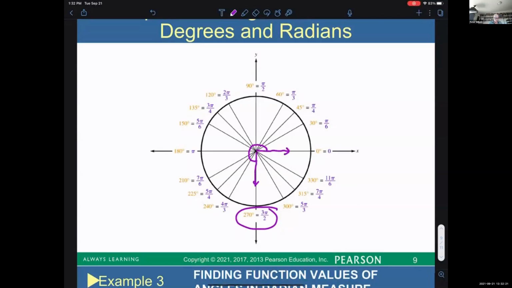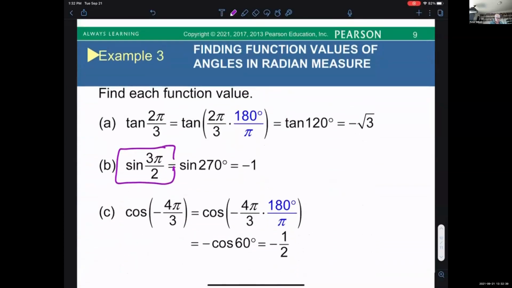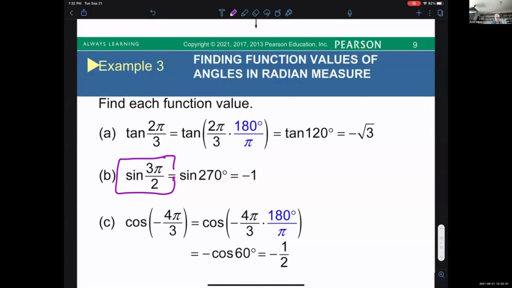And then now that I know where that angle is, whether I call it degrees or radians, I can figure out what the y value of the point on the unit circle would be there. Since this is straight down below the origin, and this is the unit circle, on that point, the y value is -1. So that means that sine of 3 pi over 2 is -1.